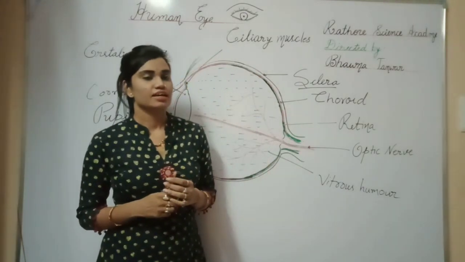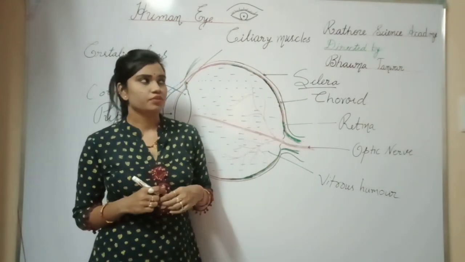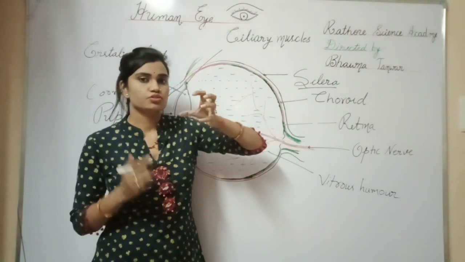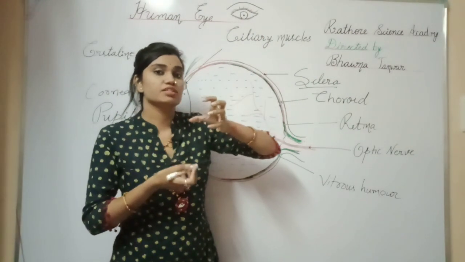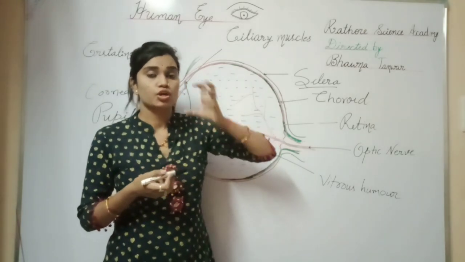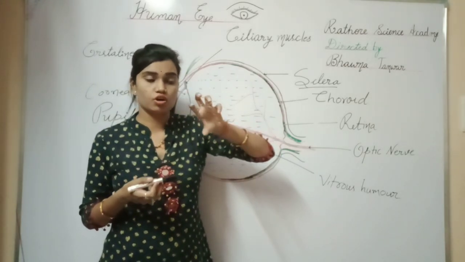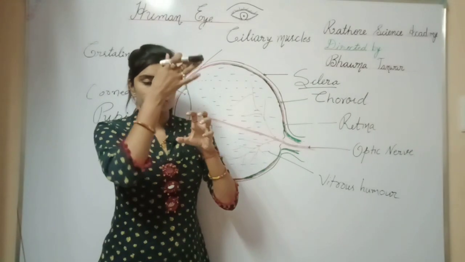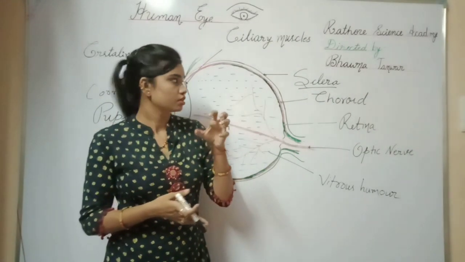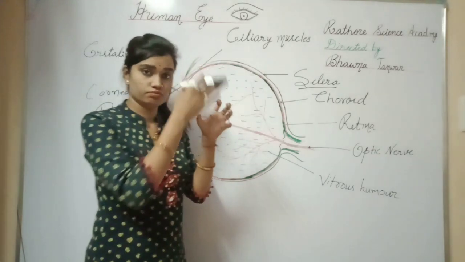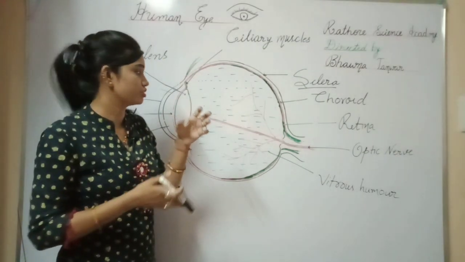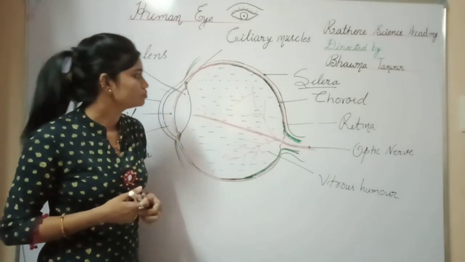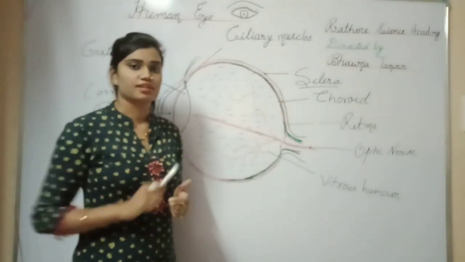Let us start. See, if I say this is the human eye, the shape of the human eye is spherical. Yes, if we take the eyeball, then the shape of the human eye is spherical, and if we cut it from the middle, that means take a transverse section, we will find it like this. Okay, so let us start.